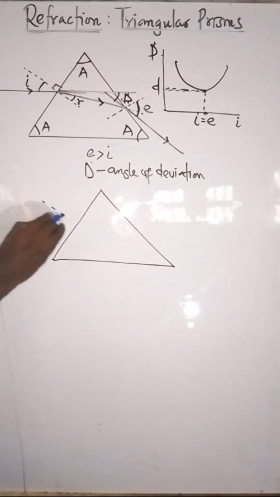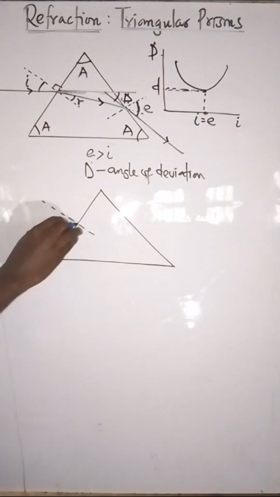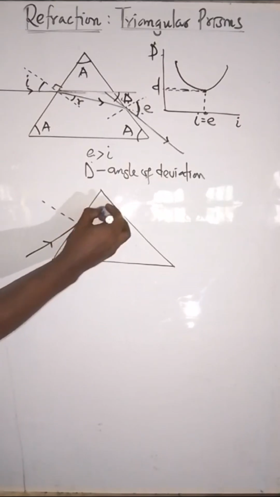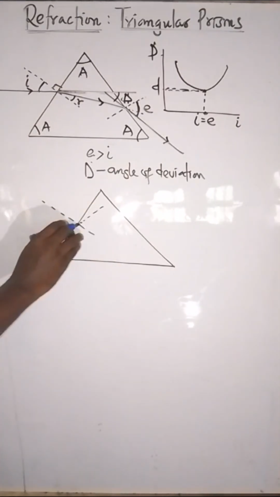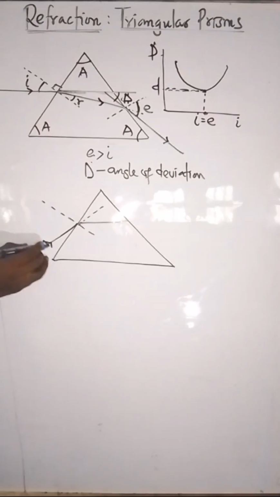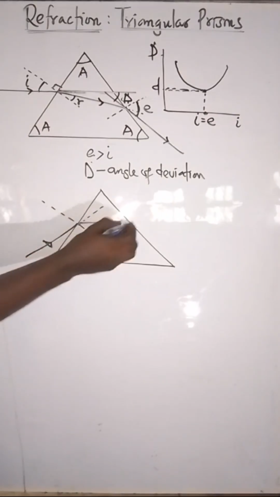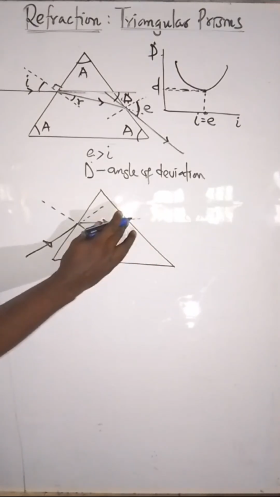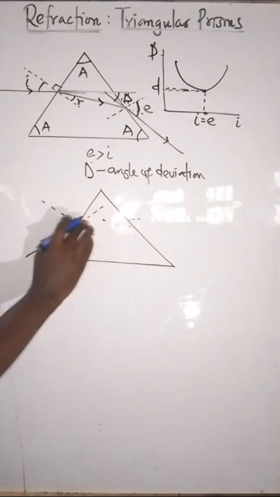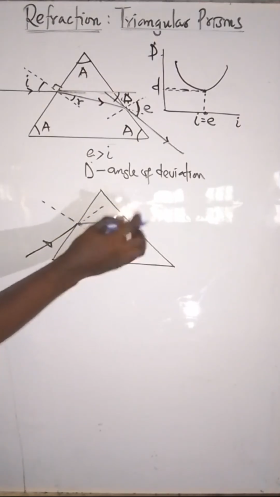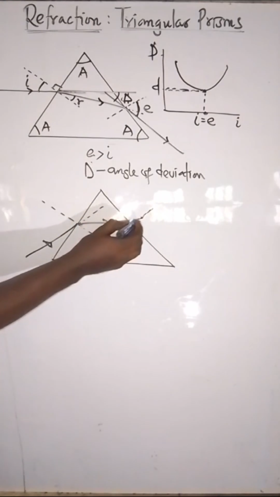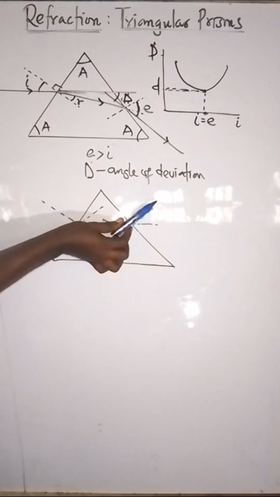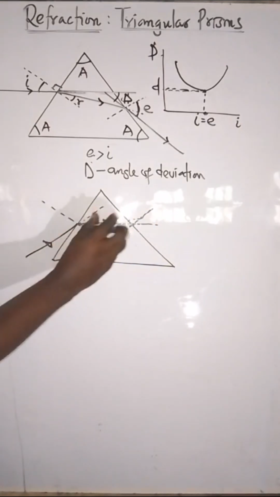Let's say this is the normal. If we increase the angle of incidence, when it gets here, it will not continue along this path. It's going to refract towards the normal. So this is the incident ray, this is the refracted ray. When it gets here also, it's not going to continue along this path. Let's draw it again. When it gets here, let's put another normal here. This time around, it will bend away from this normal. So at the end we have something like this.